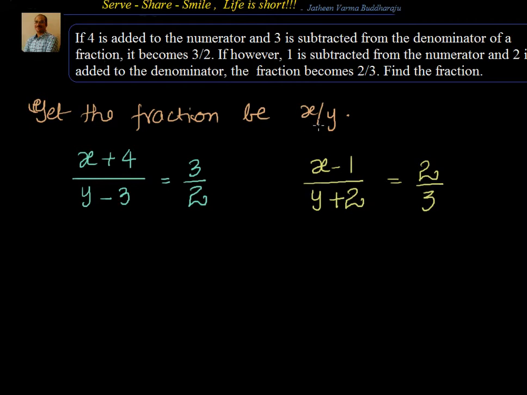So let me repeat that. Let us say the fraction is x by y. The first condition says 4 is added to the numerator and 3 is subtracted from the denominator, and it becomes 3 by 2. The second one says 1 is subtracted from the numerator and 2 is added to the denominator. The fraction becomes 2 by 3.